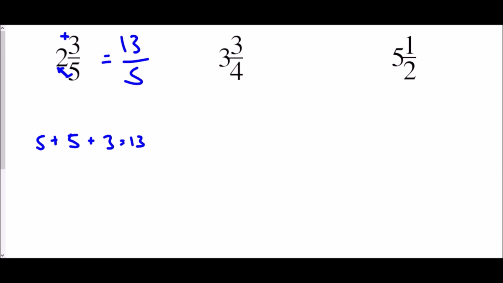3 3/4. If we multiply the whole number by the denominator, 3 times 4 is 12, and then add the numerator, that is 15. So we have 15/4. And finally, 5 1/2. Well, if I multiply the whole number by the denominator, 5 times 2 is 10, and then add the numerator, I get 11/2. So multiply the whole number by the denominator and add the numerator.